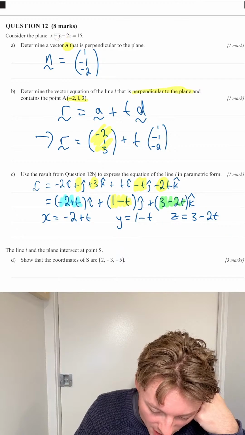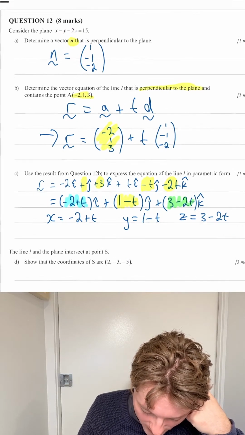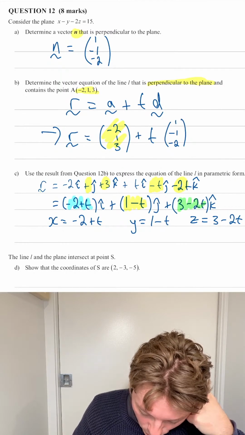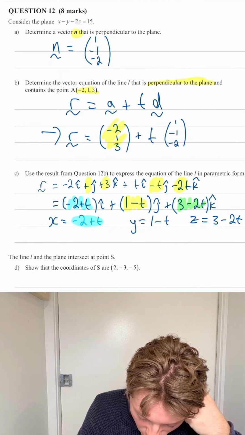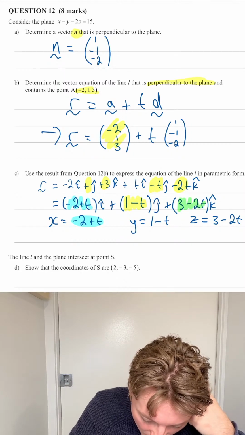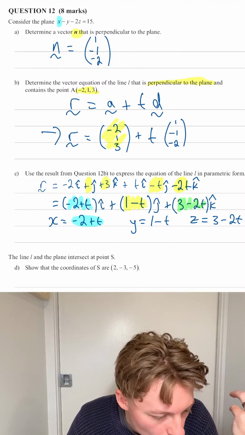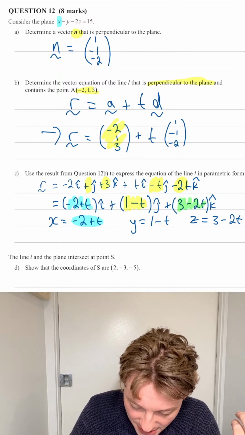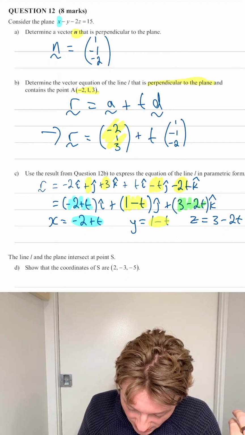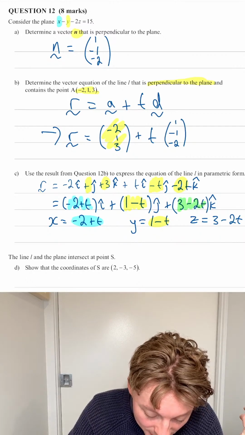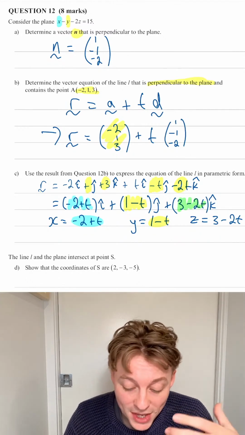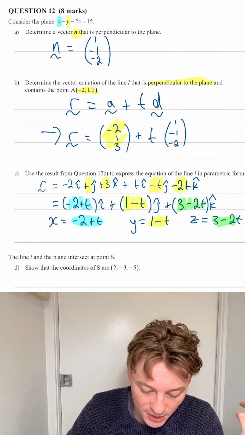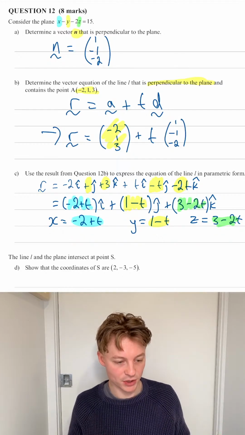I'm going to get rid of some of my highlighters so I can re-highlight and hopefully it'll make sense. Okay, I'll use blue for x. I'm going to place this minus 2 plus t, that is my value of x, in place of my x all the way back in my original equation. I'm then going to take my value of 1 minus t for y and put that in place of y in my original equation. And I'm then going to do the same thing for z. I'm going to take this 3 minus 2t and put that in place of z in my original equation.